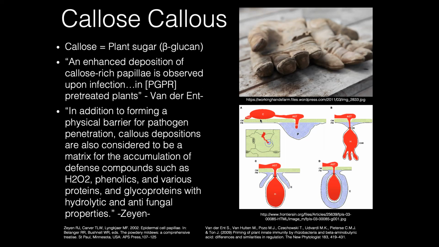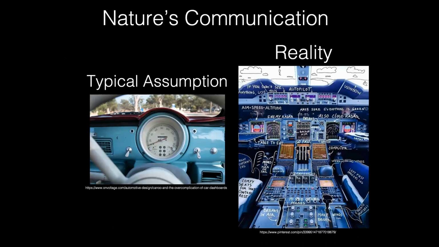And so here we can see if there's a fungus that's trying to send a hypha in, if it has a higher level of callus, it gets trapped and gets stuck there. And in addition to forming a physical barrier for pathogen penetration, callus depositions are also considered to be a matrix for the accumulation of defensive compounds such as hydrogen peroxide, phenolics, various proteins, glycoproteins, and hydrolytic and antifungal properties. So having these microbes changing the structure, increasing the callus, it's like a sponge filled with bleach. So now, if anything's trying to grow in there, it can't, because it has this protective environment around it.